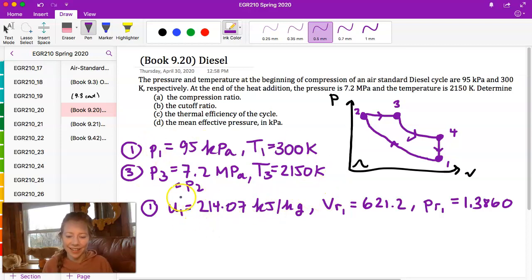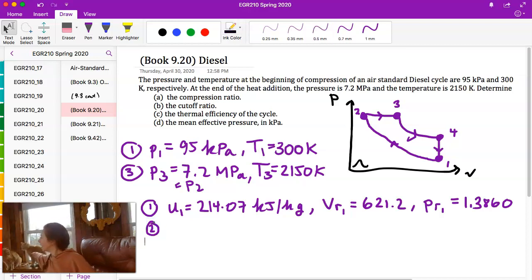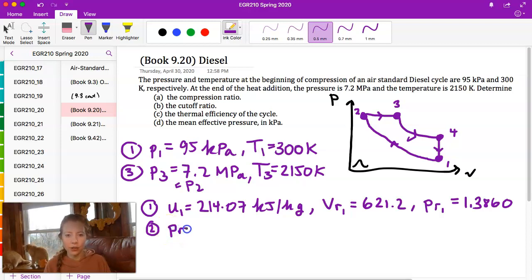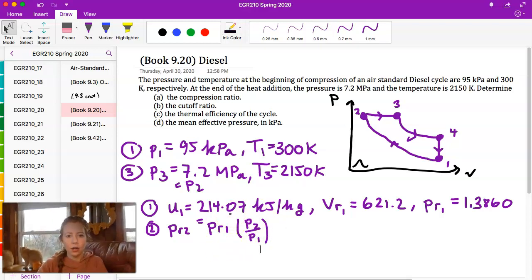Okay. So for state 2, we have isentropic compression happening. Because we have isentropic compression, we know that Pr2 is equal to Pr1 times P2 over P1, since it's going to be the same ratio, that same compression ratio, r.